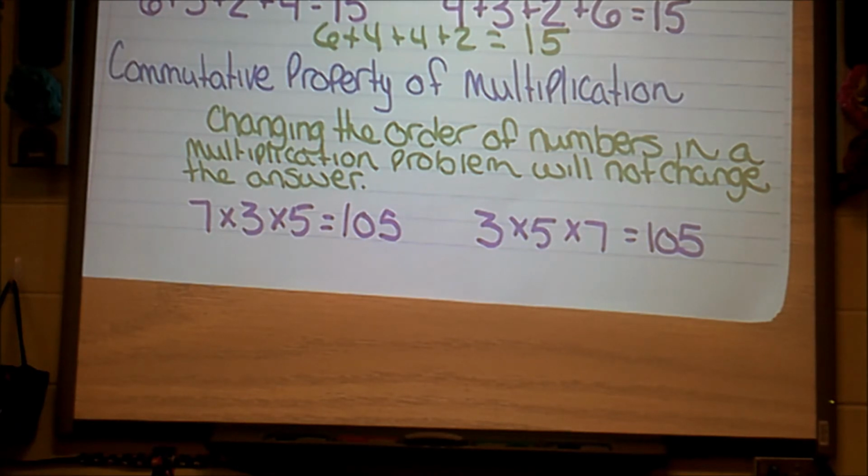I can change the order. But I can only change the order because all of the operations are multiplication. This property does not apply if I have multiplication and another operation. I can't mix operations and change the numbers around. All of the operations have to be multiplication to apply this property.